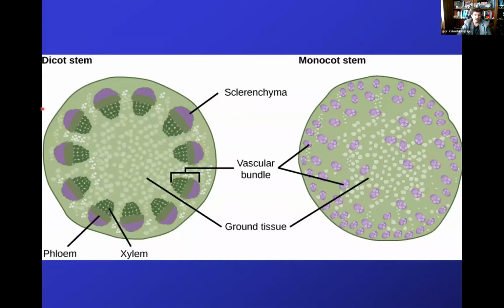All right, so here we're looking at the pictures of the dicot versus the monocot stem. See those purple vascular bundles scattered throughout the stem? They're scattered throughout the stem, that's a monocot. If they're arranged in a nice ring around it, that would be the dicot.